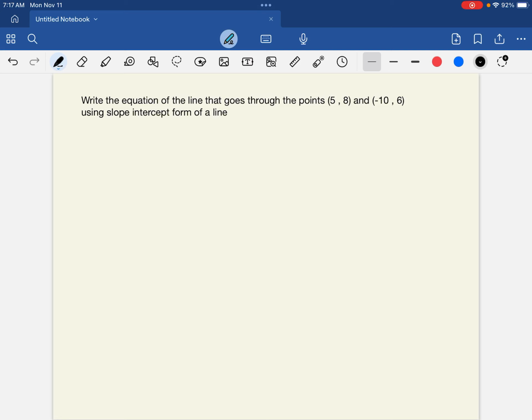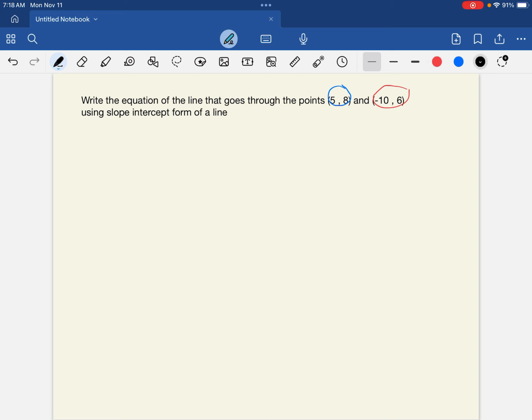Hello, in this video we're going to talk about how to write an equation using slope intercept that goes through 2 points. So before we begin, I'm going to highlight my 2 points, and I just made these up at random.